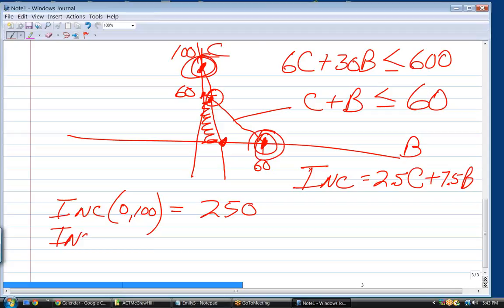What would be the income if I have 60 buses and 0 cars? Well, what's 6 times 7.5? 450? So that would clearly be more income than 100 cars, right? Yes. Where did I get 100 from? You couldn't have 100 cars. You can only have 60 cars.